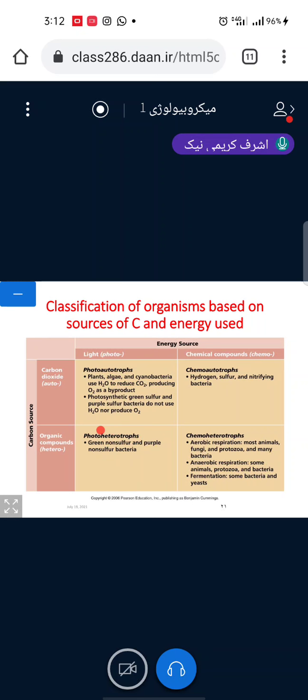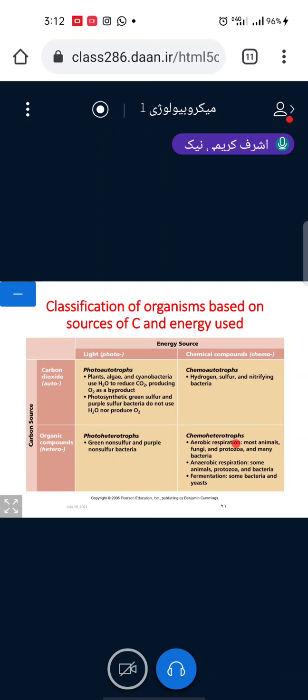Photoheterotrophs: in photoheterotrophy, the energy source is light and the carbon source is an organic compound. For example, green non-sulfur and purple non-sulfur bacteria. And about chemical compounds as an energy source, these organisms are chemotrophs, such as hydrogen, sulfur, and nitrifying bacteria.